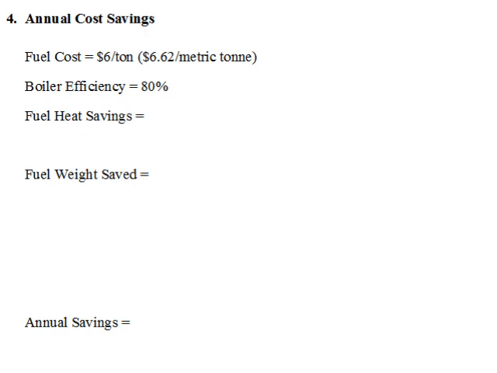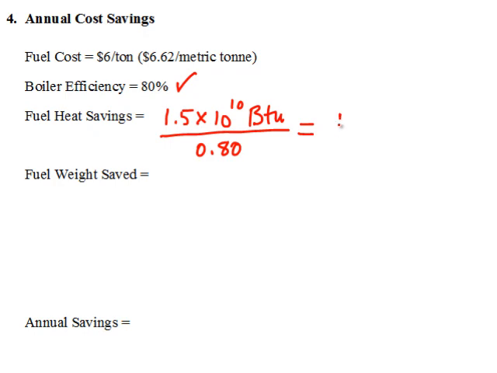In the fourth step, we are now in a position to calculate the annual savings in cost, and that would be affected by the boiler efficiency, which is given here as 80%. So the fuel heat savings we saw in the previous step was 1.5 times 10 to the power 10 BTUs per year, and that is modified by the efficiency of the boiler, and that comes to 1.875 times 10 to the power 10 BTUs per year.